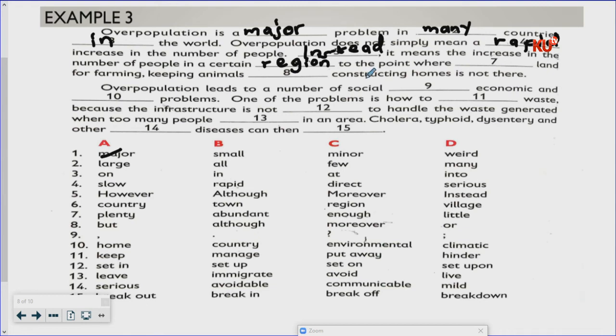To the point where dash land for farming. To the point where plenty land for farming, abundant, enough, little. Enough land for farming, keeping animals, dash constructing homes is not there. The correct choice is enough. You don't need abundant, you only need enough. So after you have listed the last one, before the last one you put a but, although, moreover, or. It is or. Or, yes.